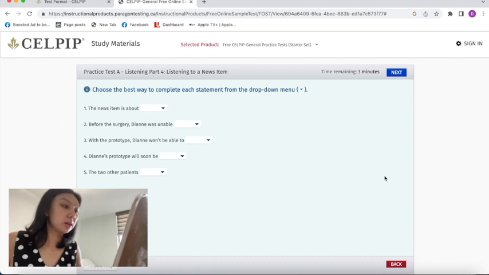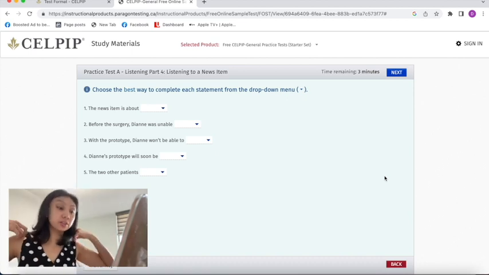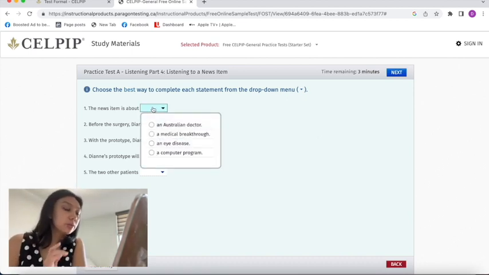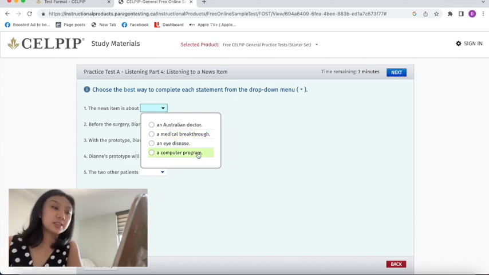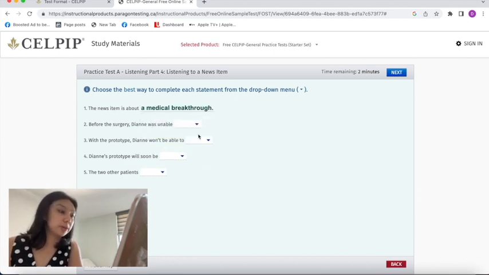So here, in listening part 4, you have to read the questions and pick which option from the drop-down menu will complete the sentence best. The news item is about an Australian doctor, a medical breakthrough, an eye disease, a computer program. Sinabi na Australian siya. Medical breakthrough, because it is a new artificial eye. Di rin sinabi eye disease, a computer program, so I will choose medical breakthrough.